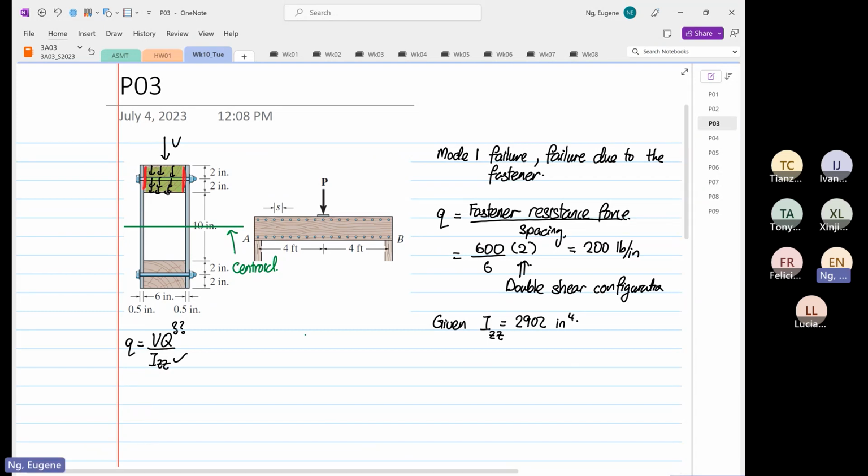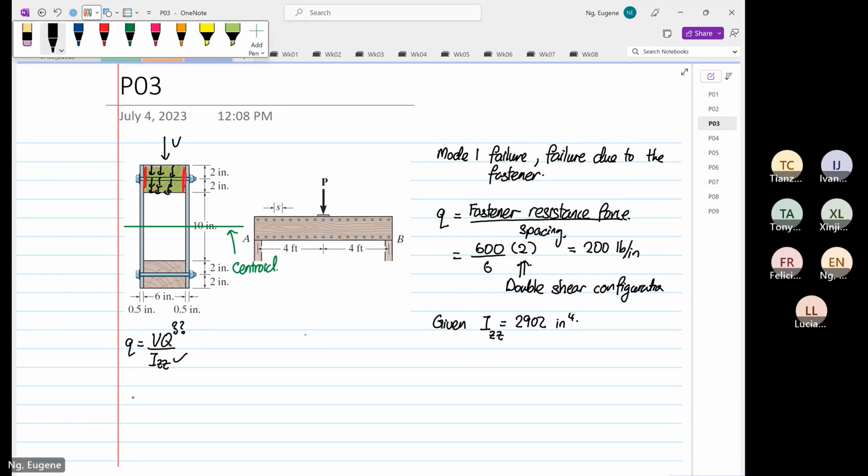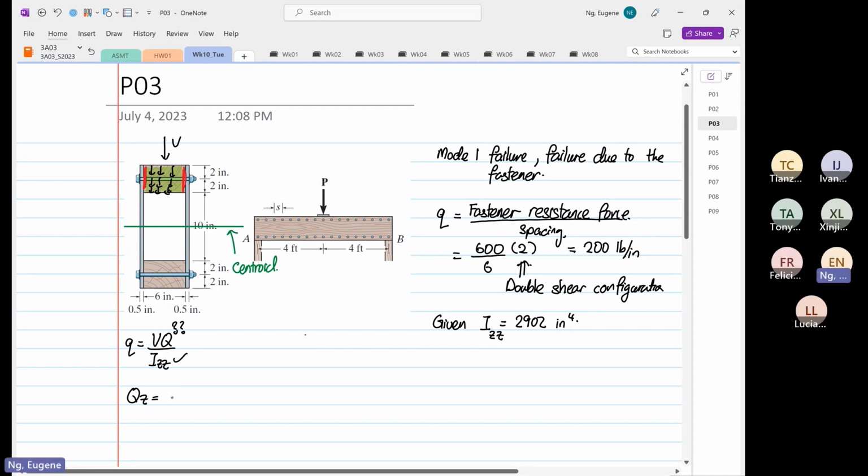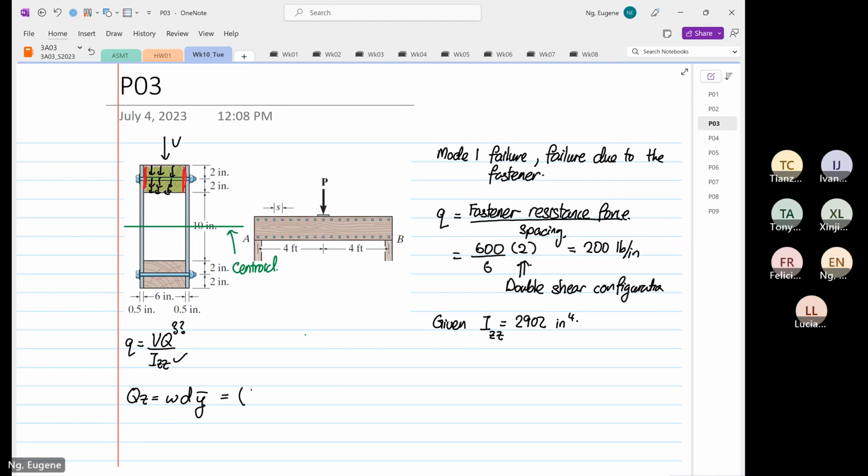Okay, our QZ now. So width, depth, Y bar. The width we can see is 6 inches. The depth is 4 inches, because you have to distribute in the entire member first. Then you can transmit. If you don't have this theory in mind, you will say, why doesn't it stop at the what? At the fastener? No, you have to distribute in the entire member first.